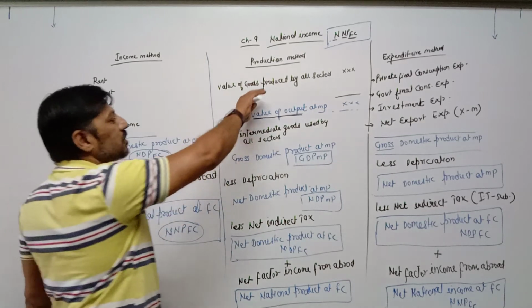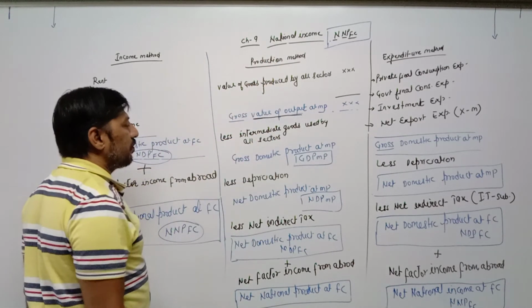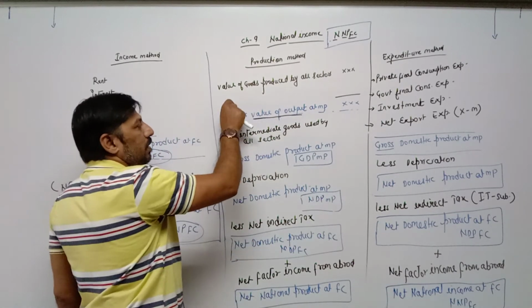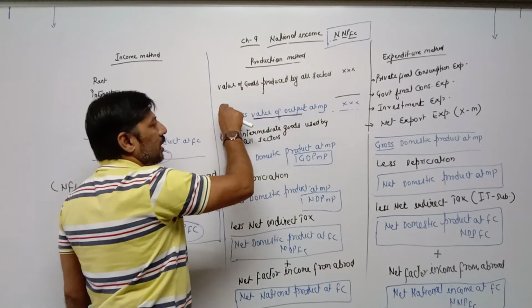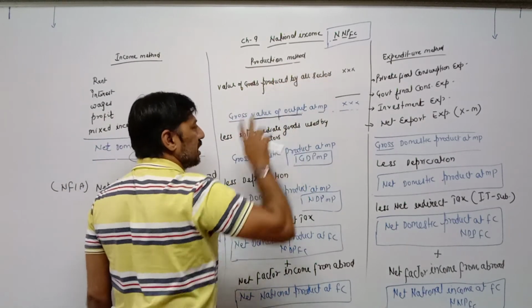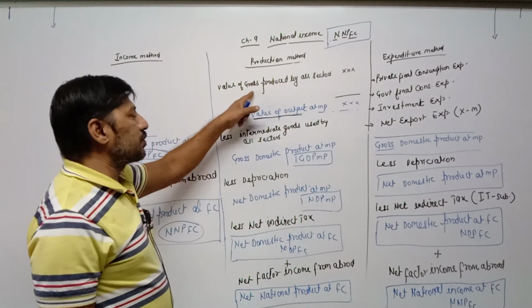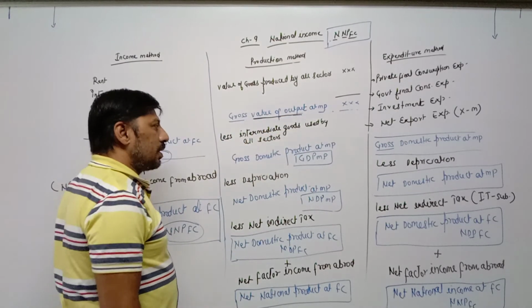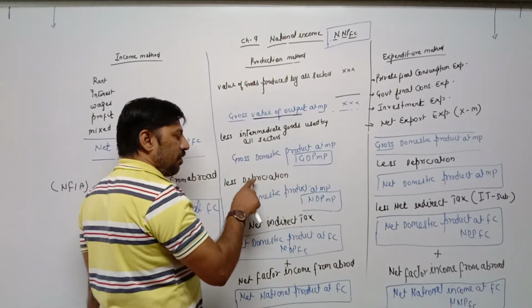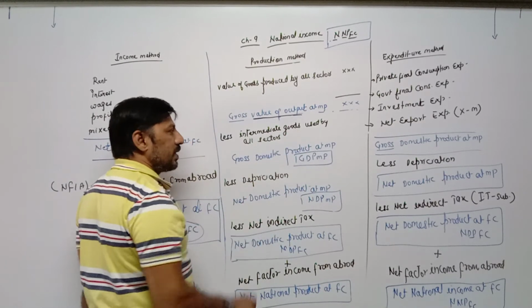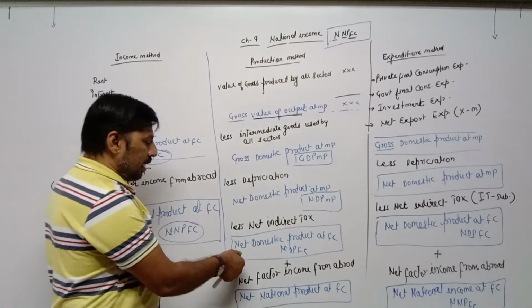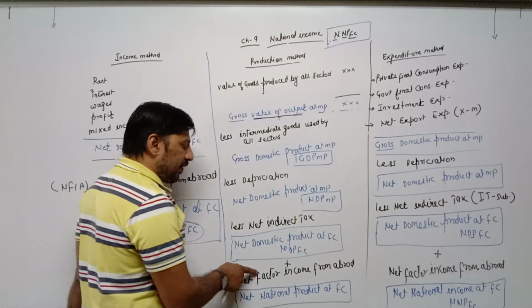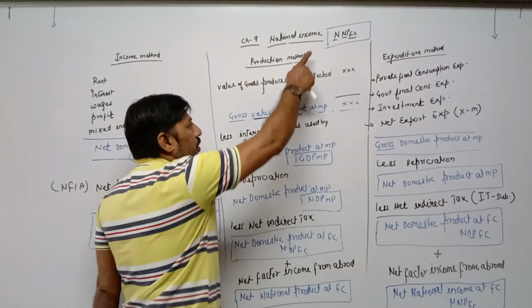In the same way, in production method, first of all, you have to write the formula. Then you have to explain all the points in paragraph or in points. For example, according to production method, we need to calculate the value of goods or services produced by all sectors. After adding the value of goods produced by all sectors, we get gross value of output at market price. Then we need to deduct value of intermediate goods, value of depreciation, value of net indirect tax. After deducting all these three terms, we will get net domestic product at factor cost. And finally, we need to add net factor income from abroad. We get national income or NNP-FC.